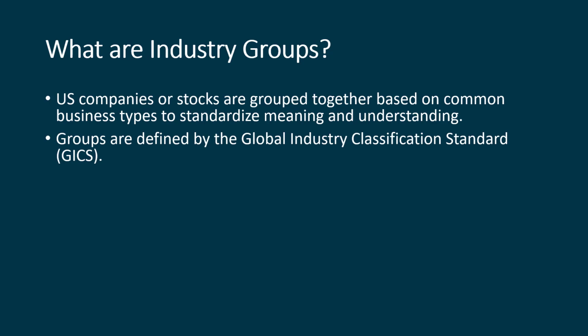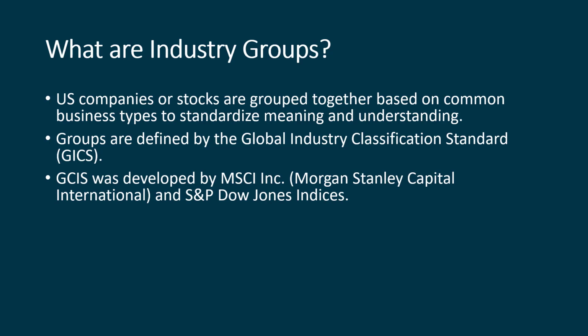Groups are defined by a thing called the Global Industry Classification Standard, or GICS. About 20 years ago or so, Standard & Poor's and Morgan Stanley got together and said, let's come up with a standardized definition for creating sectors as well as industry groups and subgroups within industries. Out of that was the GICS. So GICS was developed by Morgan Stanley Capital International and S&P Dow Jones Indices. Those are two separate companies that decided to work together because they both have to deal with the financial markets and they work together on Wall Street.